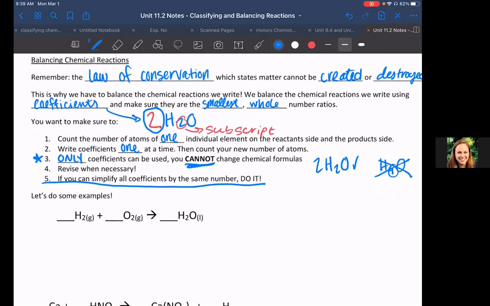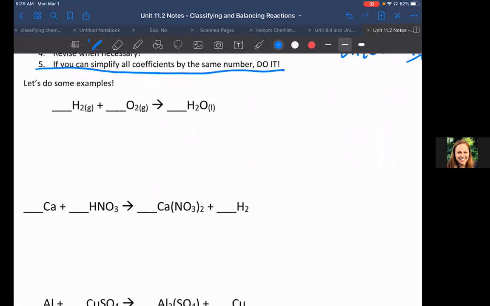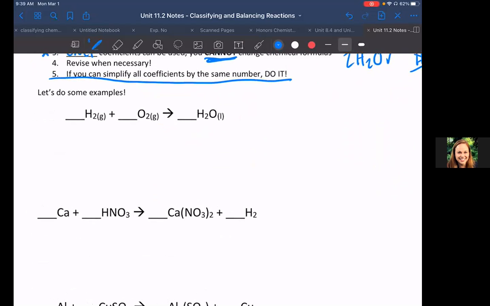But let's walk through some examples. So starting off with the synthesis of water. So this is a synthesis reaction. So the way I start these problems is I like to draw a squiggly line down from the arrow. So on the left side, that's my reactants. On the right side, that's my products.